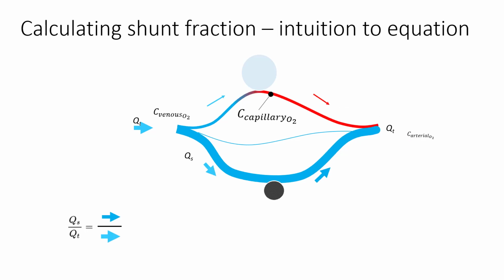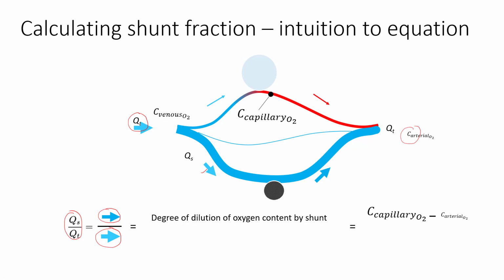Let's convert all this understanding of the shunt fraction into an equation. So the shunt fraction is QS by QT, which is equal to the amount of blood flow through the shunt over the total amount of blood flow, that's QT. Now the QS would be equal to the degree of dilution of oxygen contained by the shunt. That means how much of this C arterial O2 was diluted by the venous blood, and that we can easily calculate by subtracting the arterial content from the capillary content.